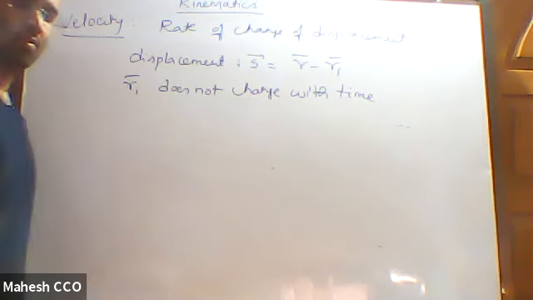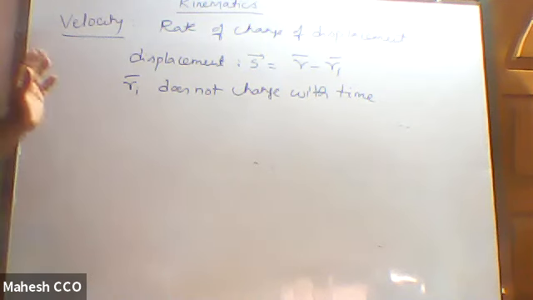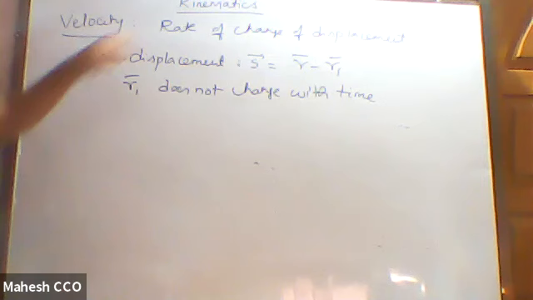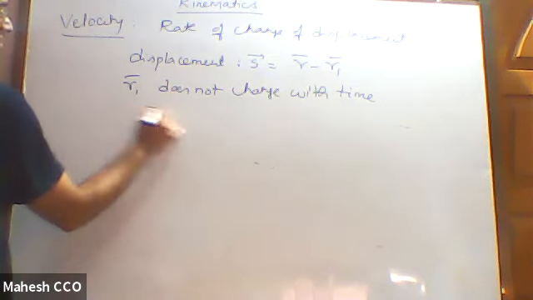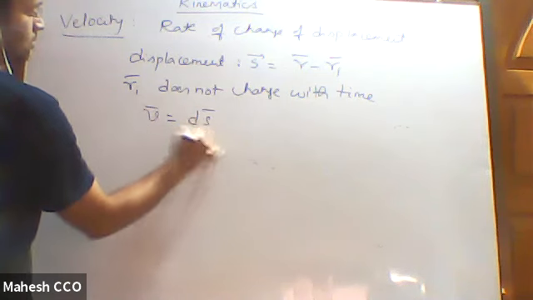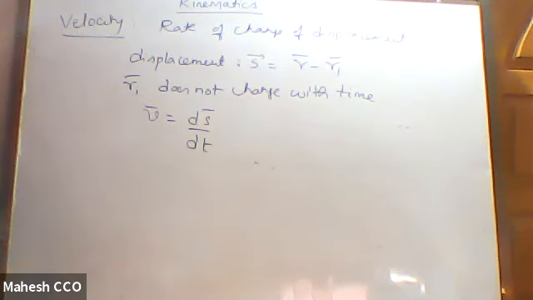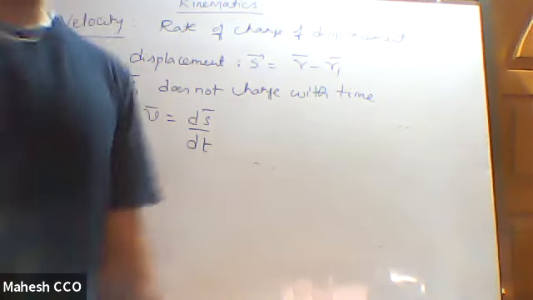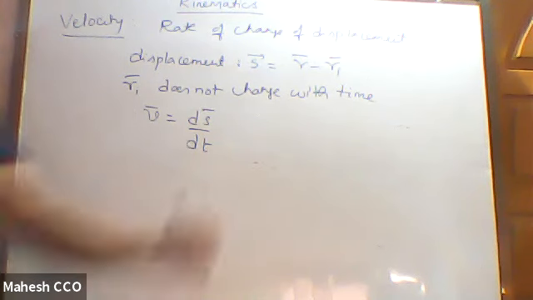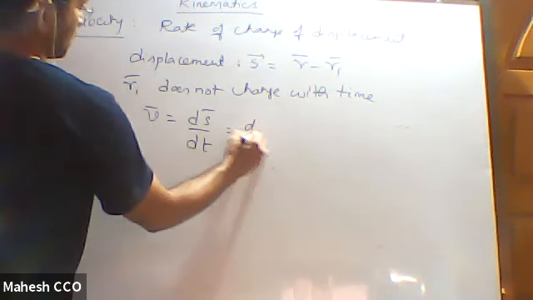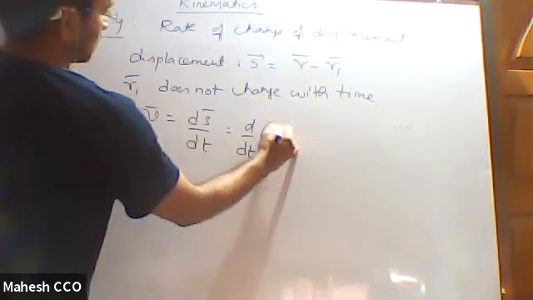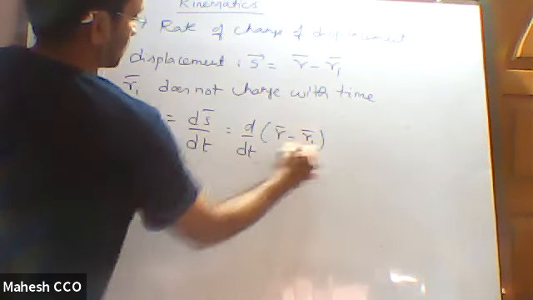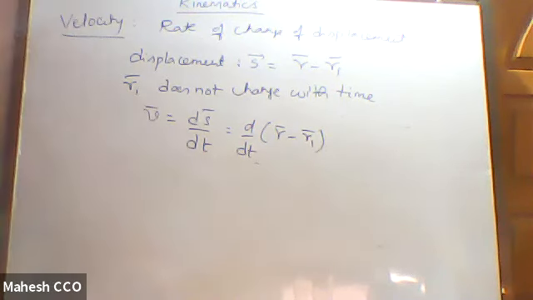Now, what is velocity? Rate of change of displacement. So accordingly, v bar is equal to ds bar by dt, that is, d by dt of r bar minus ri bar.